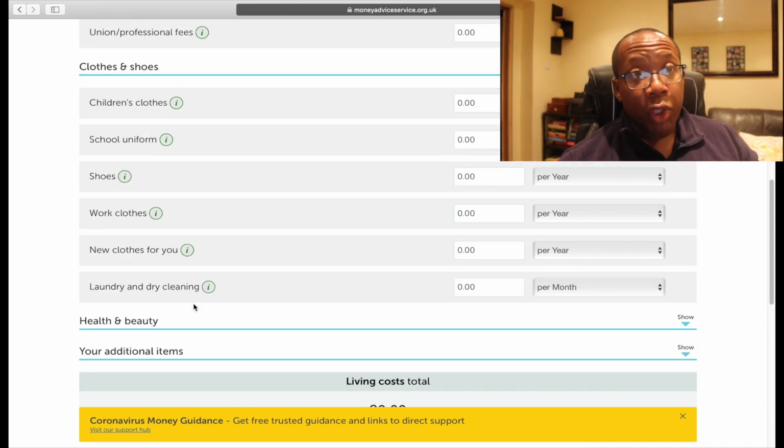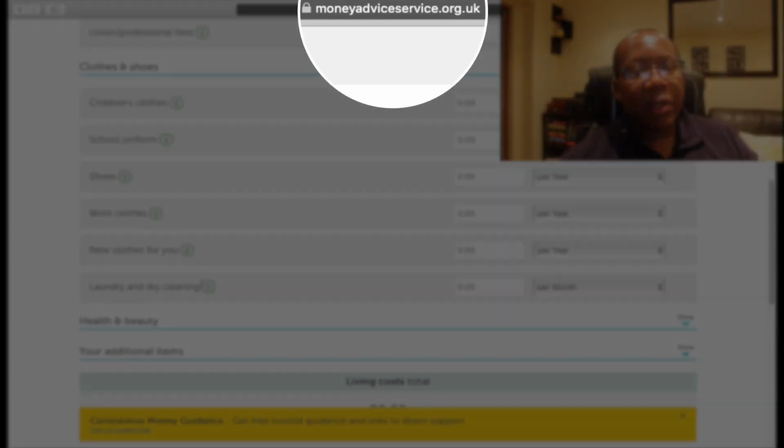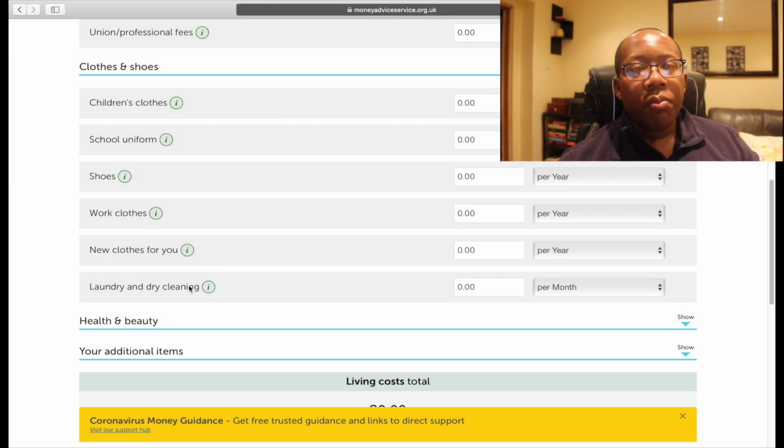Because what you'll find with a budget which is as detailed as this, and that's why we've chosen this Money Advice Service site as the template, because it's very thorough, when you really look at some of those costs that you could be saving and you add them up, you could get a really interesting picture that shows you quite a lot of potential saving.